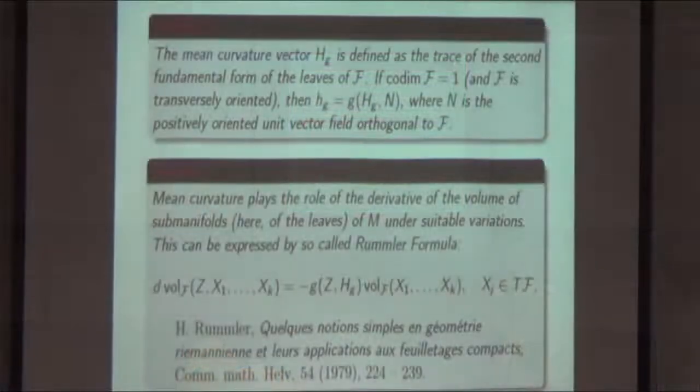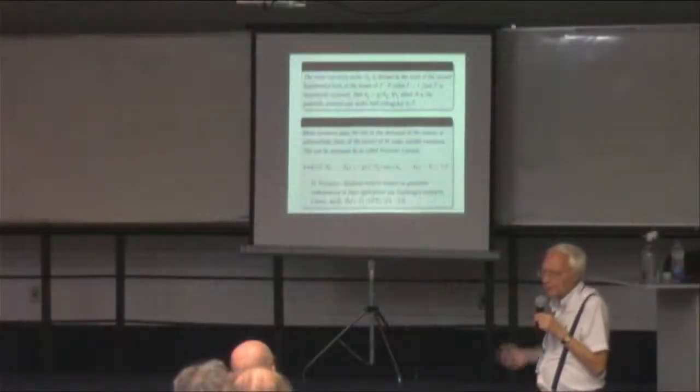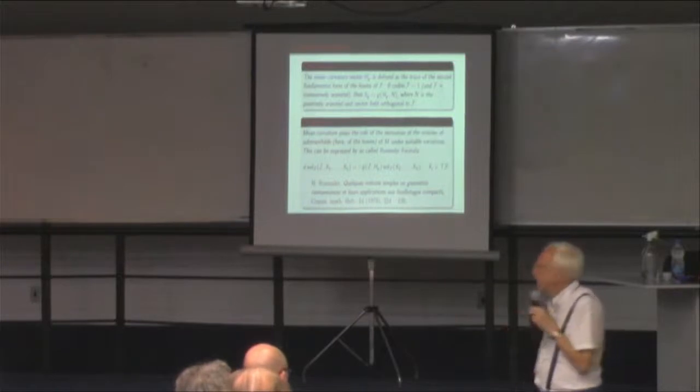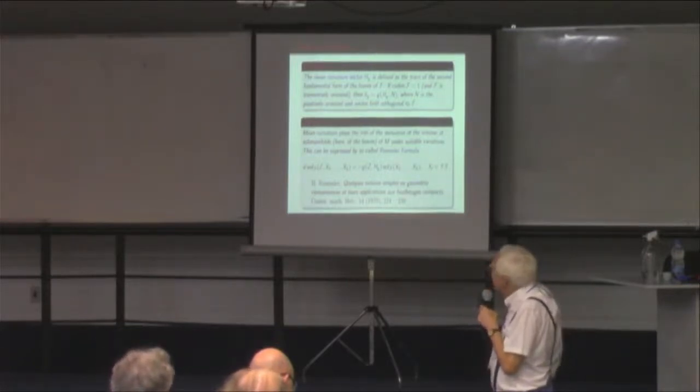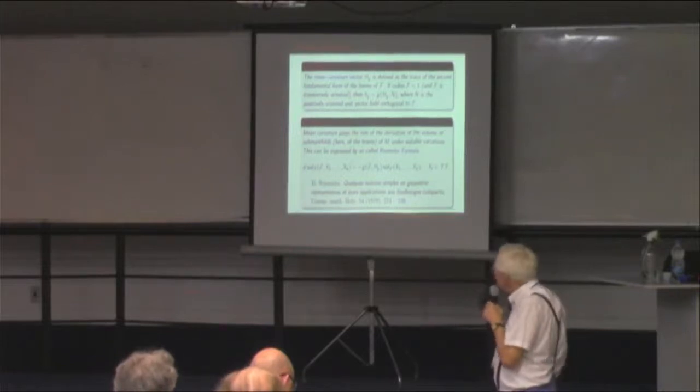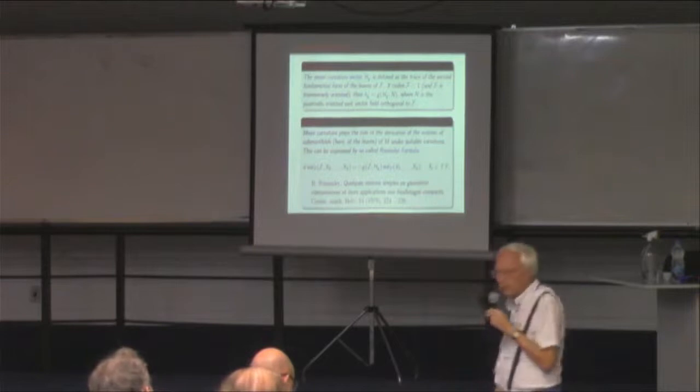This is one of the very important notions. Mean curvature, in fact, plays the role of the derivative, maybe I should say the gradient, of the volume of submanifolds, here of the leaves. So we have the volume form of the leaves defined by the Riemannian structure, and then the formula, which is called Rummler's, but as far as I know it appeared also in some papers by Brito, Langevin, and Rosenberg, something very similar. Maybe Remi knows better. It shows that the differential of the volume form is closely related to the mean curvature vector. This formula was used by Rummler to prove his main result in this paper.